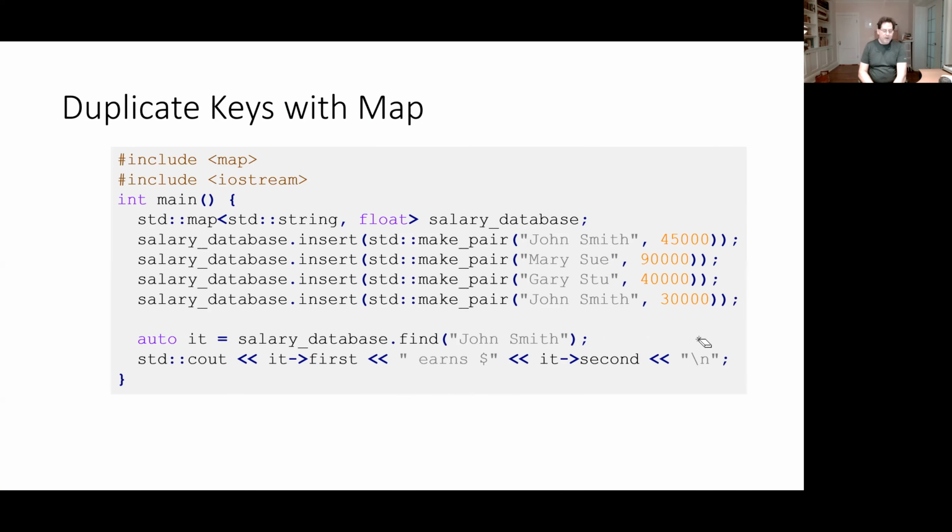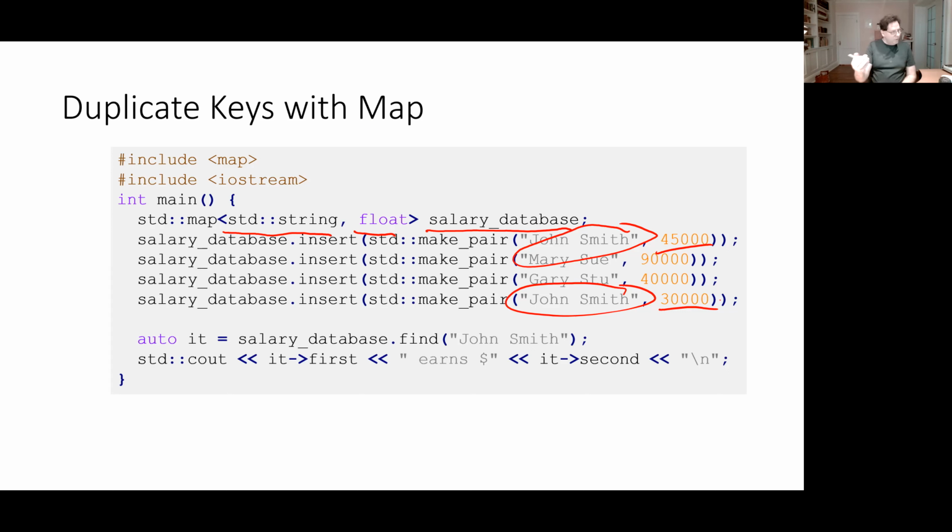Okay, let's look at what happens if you have duplicate keys. So I'm making a new map. It still has a string as its key. It has float now as its value, and it's a salary database. So I'm inserting things into it with keys of people's names and values of their salary. So I put 4 people into this salary database, and it turns out at my company, who would have thought it, but even with only 4 employees, I have 2 John Smiths, and they make significantly different amounts of money.